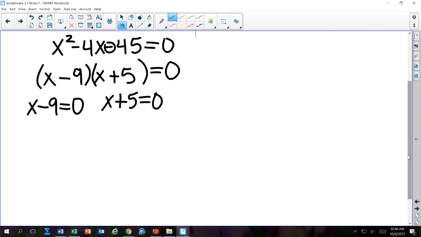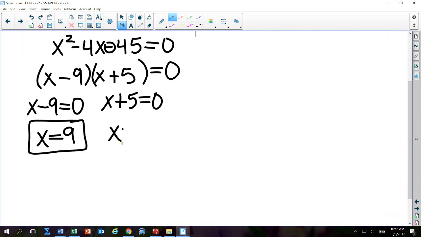Now I've got two simple equations to solve. Add 9 to both sides here. We get x equals 9. Subtract 5 from both sides here. And we get that x equals negative 5. Cool.